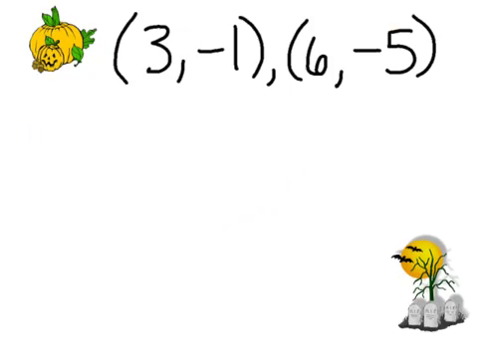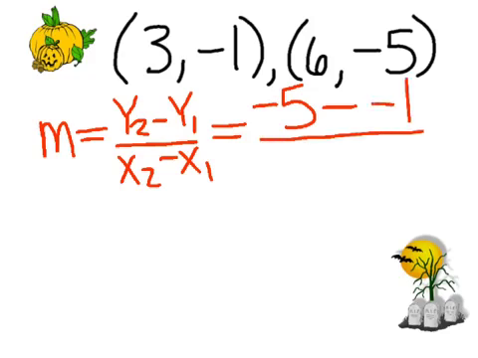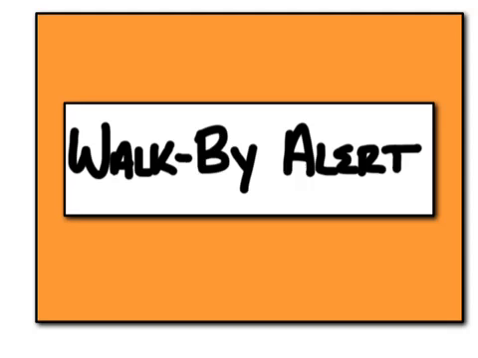Okay, we need to plug our numbers into our formula: y2 minus y1 over x2 minus x1. What is our y2? -5. Minus our y1, which is what? -1. On the bottom we have x2, 6, minus our x1, 3. When we plug in our numbers, we're going to have -5 minus -1 on the top and 6 minus 3 on the bottom.